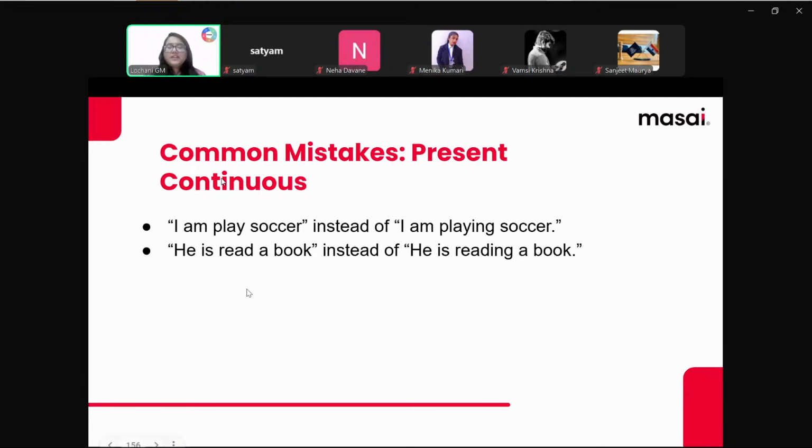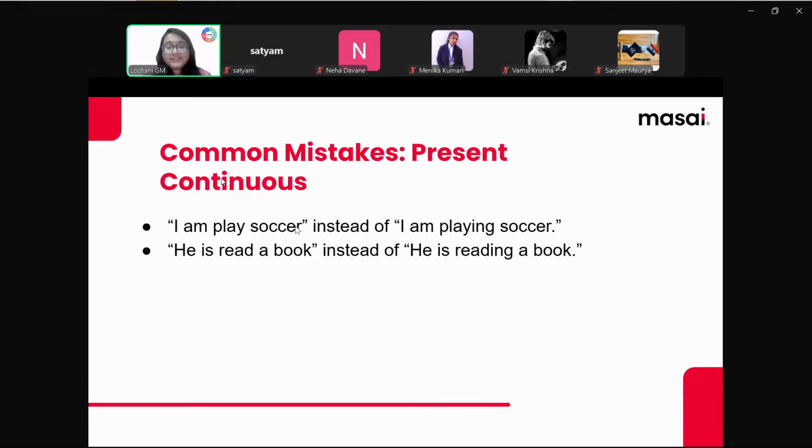If it was a regular action, what would you say? Let's say I want to talk about a regular habit of someone. Instead of he is read a book, what would you say, guys? If you had to talk about a regular action of someone, you want to say that this is a regular activity.